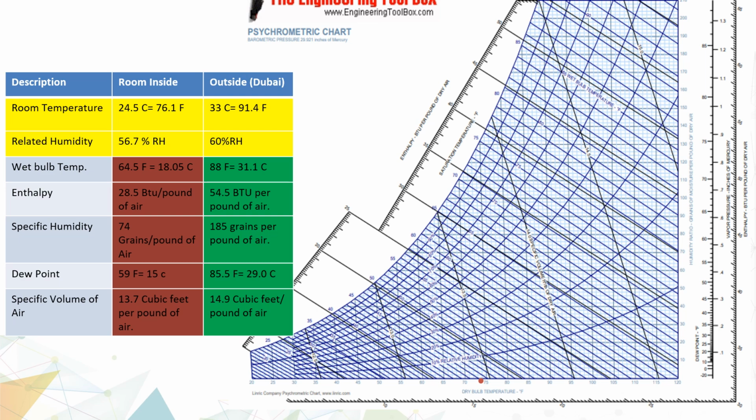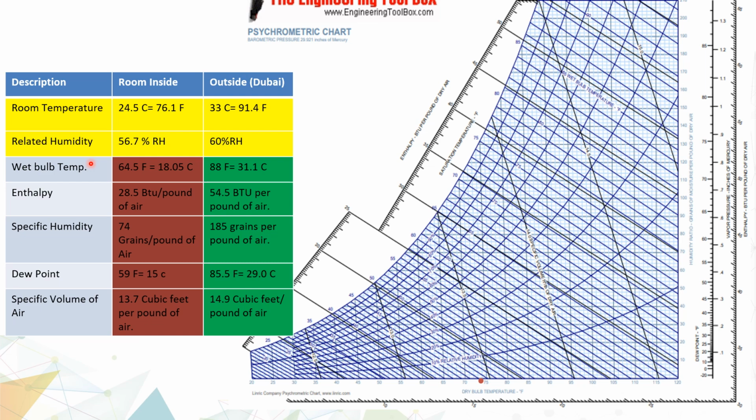Now we are going to discuss the details. We are going to read the thermometer. I have mentioned two temperatures here: one is the room inside temperature and the other is the outside temperature in Dubai. The room temperature is 24.5 degrees Celsius, and 70 Fahrenheit if we convert it. The outside temperature is 33 degrees Celsius, that is 91 degrees Fahrenheit.